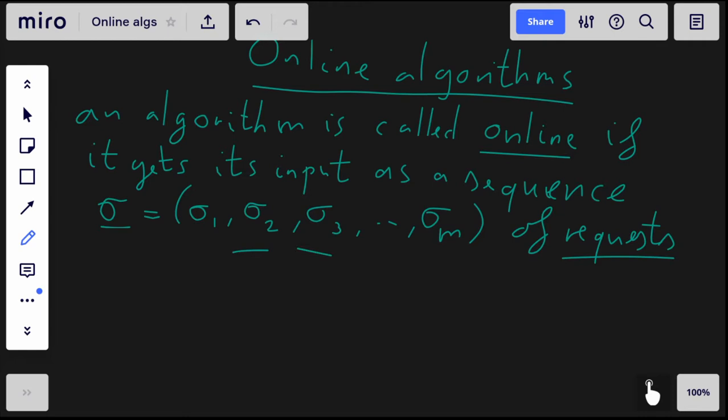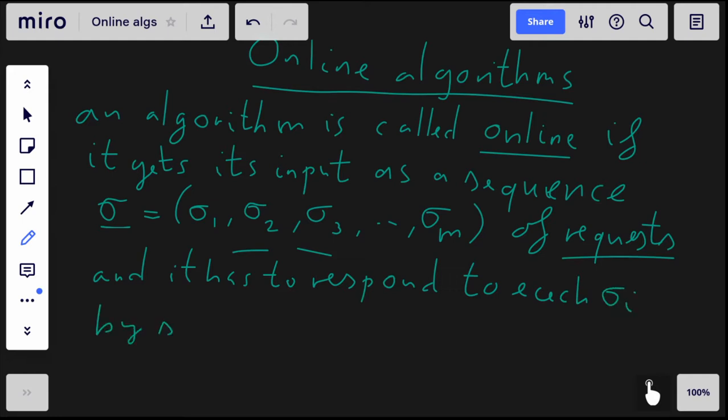But for each request we have to respond immediately, to each sigma I by some action. The output is usually called action in this subject, and usually the actions are denoted by tau I. It's also a Greek letter, by some action tau I.